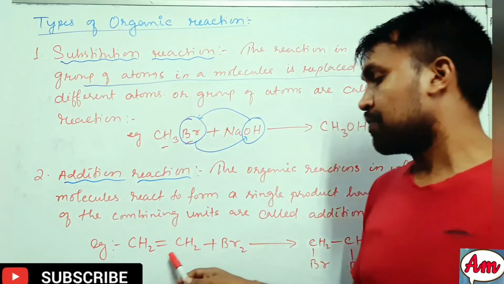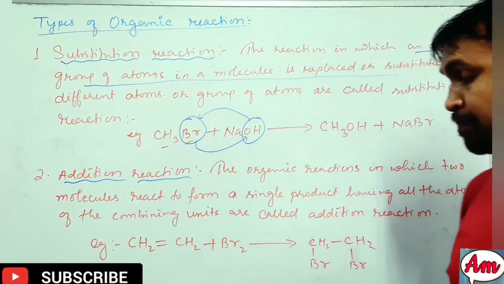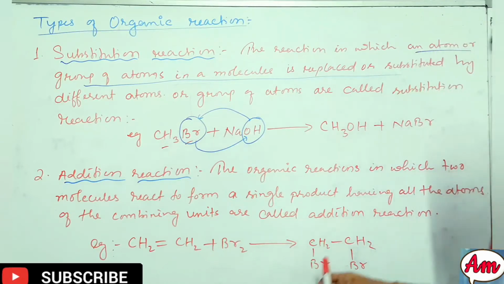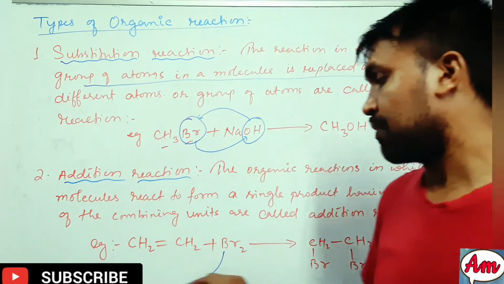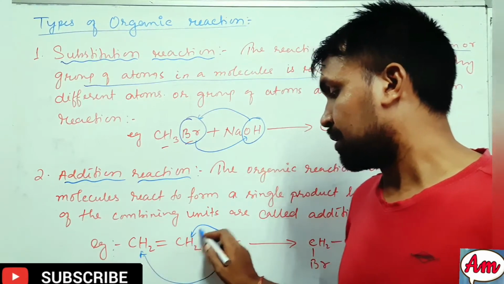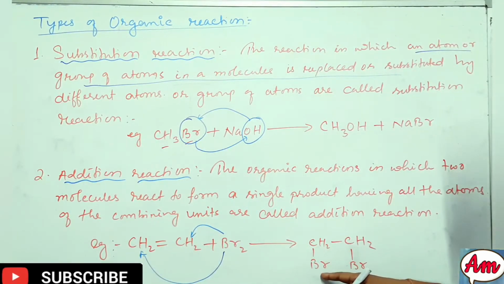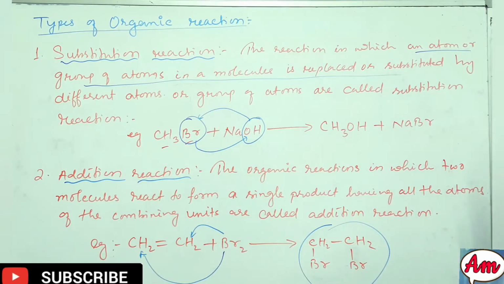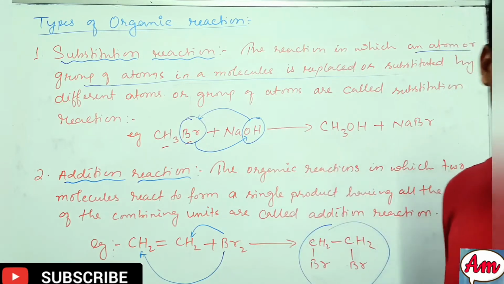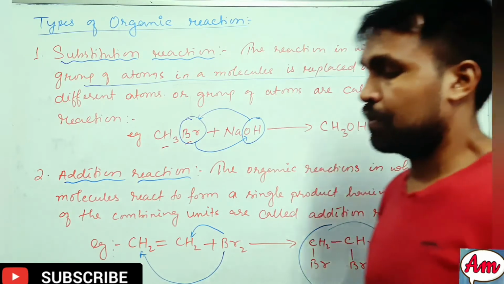So see, CH2 double bond CH2 plus Br2. When they are added, they will give us one product. Two Br are there. One Br will go and combine here, another Br will come and combine here. So it will give us CH2Br single bond CH2Br. They give us one single product or not? So this is called addition reactions. And the last type of reactions we are going to discuss now is elimination reactions, and with that we will be finishing up this chapter. So all of you can pause the video and take down the notes.